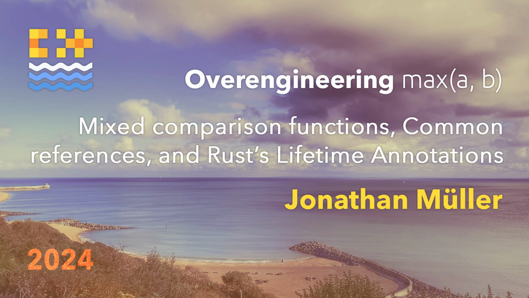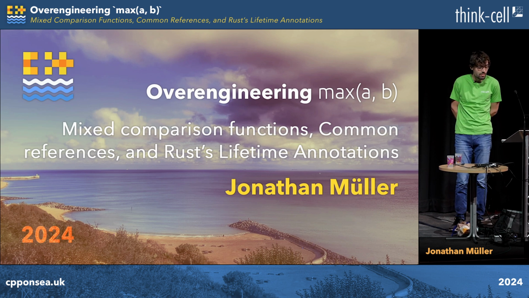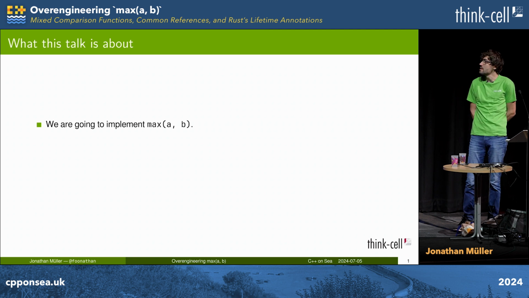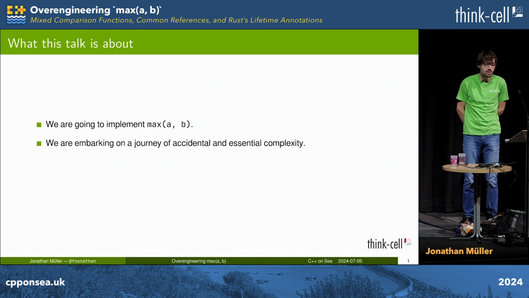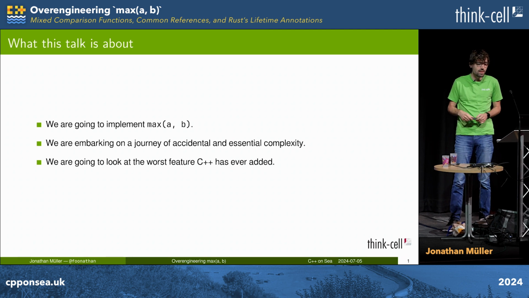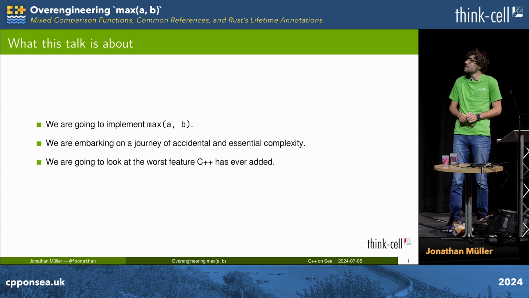Okay, so this is Overengineering Max. It's a really fun talk. I had a lot of fun preparing it and actually implementing all the stuff I'm talking about. Hope you do too. So in this talk, we're going to implement max AB. We're also going to talk about accidental and essential complexity. And we're going to look at the worst feature C++ has ever added. I think this feature has caused so many problems in C++ evolution. It really should have never been added. And it's not one you expect.